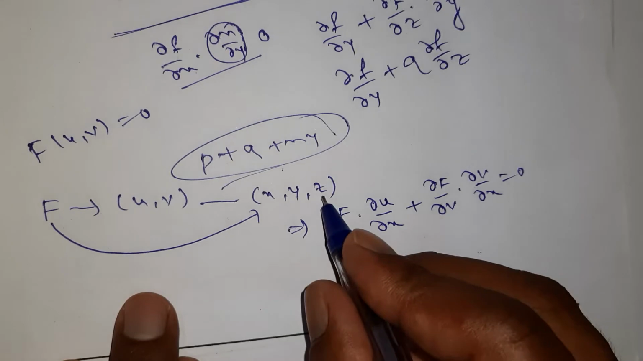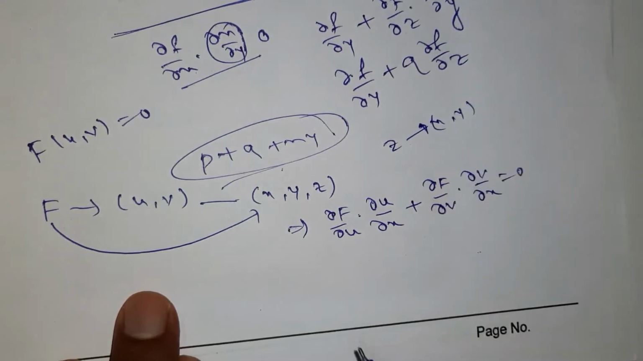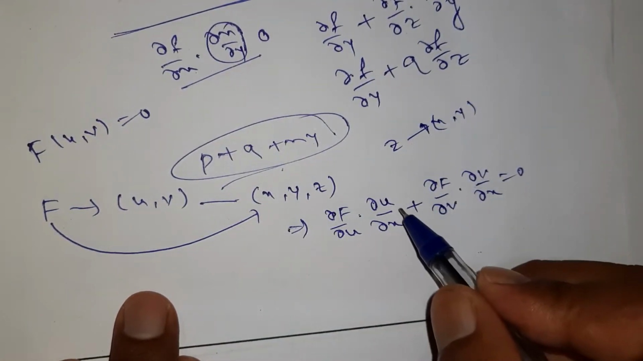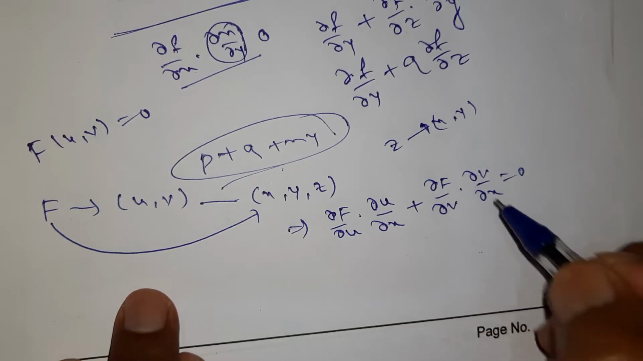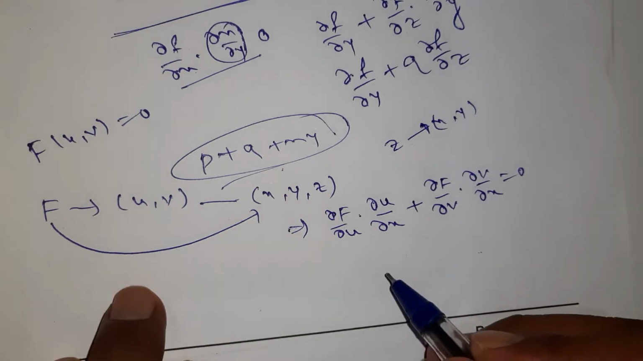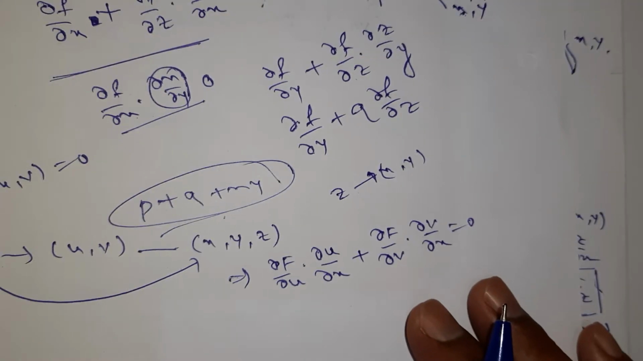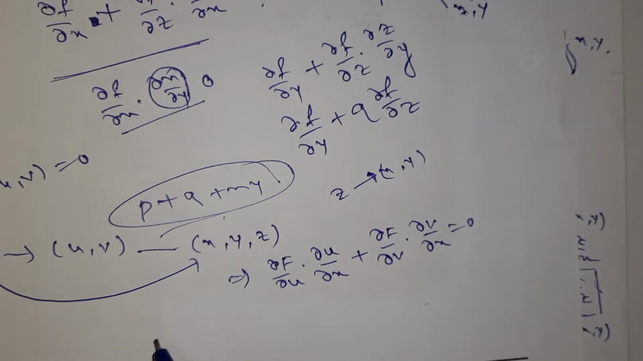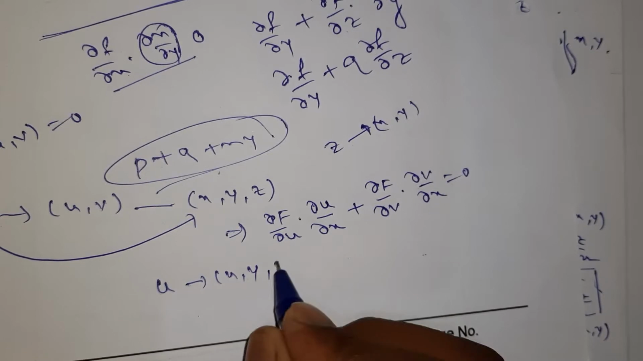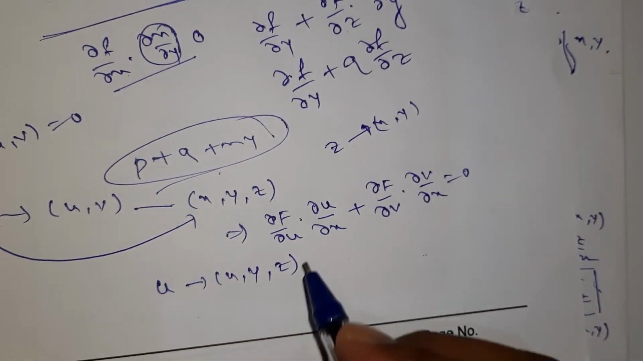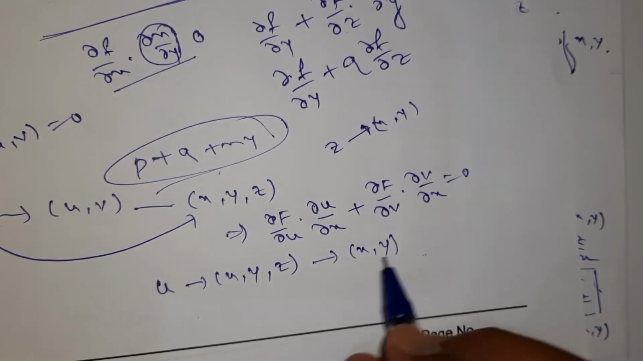But what is my z? My z is a function of x and y. So whenever I am saying that I have dou u by dou x, dou f by dou v, and dou v by dou x, at that time I have to keep in my mind that my z is a function of x and y. So if I take u, my u is a function of x, y, z, but my z is a function of x and y. So finally my u is a function of x and y.